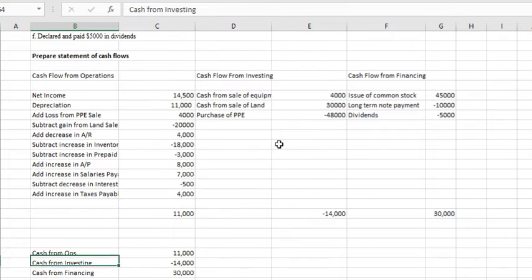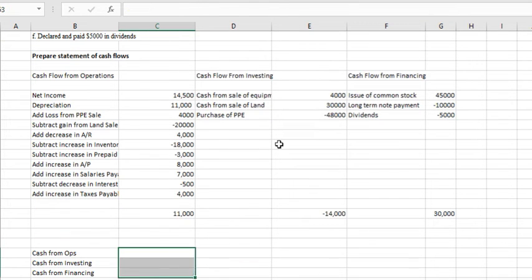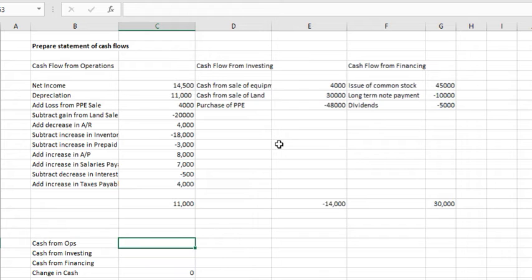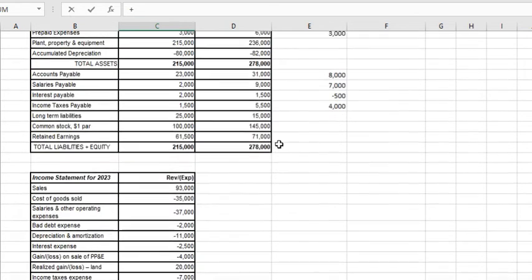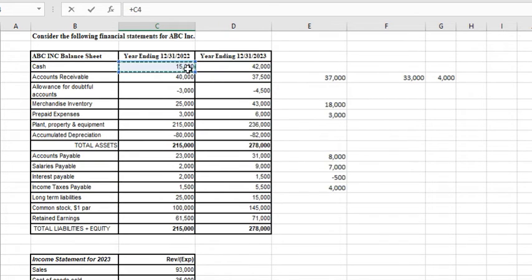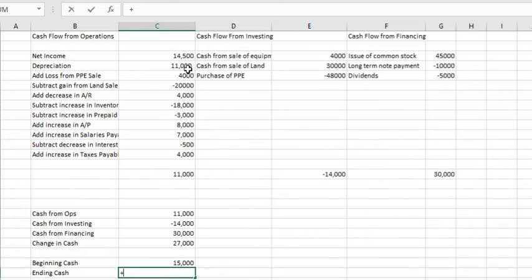The last piece we are going to look at is the total change in cash, which is going to be cash flow from operations, cash flow from investing, and cash flow from financing. And the sum of these three, for operations, investing, and financing, will give us the change in cash. And we know our beginning cash was $15,000 plus the change in cash.